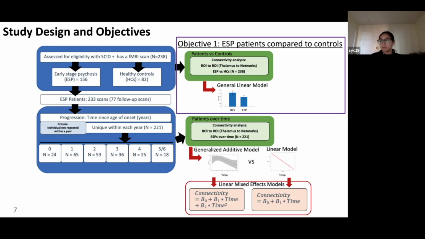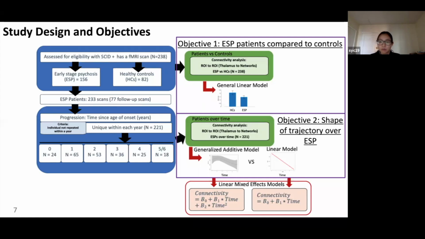So the first objective of the study was to compare thalamic connectivity between patients and controls at their earlier scan data. And we do this by looking at general linear models. The second is to look at the shape of the trajectory in patients over the early stage of psychosis. And to model this, we use generalized additive models, or GAMs for short.